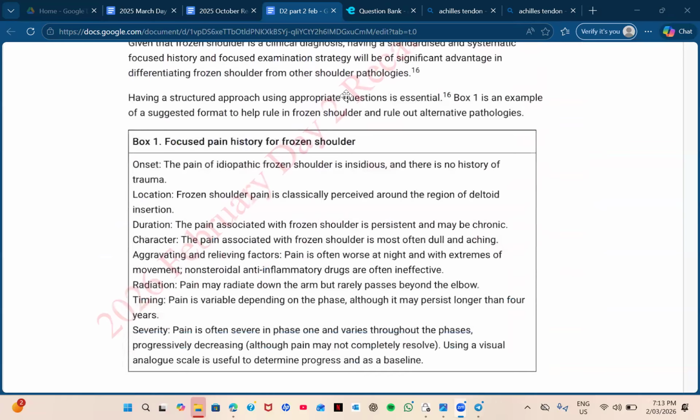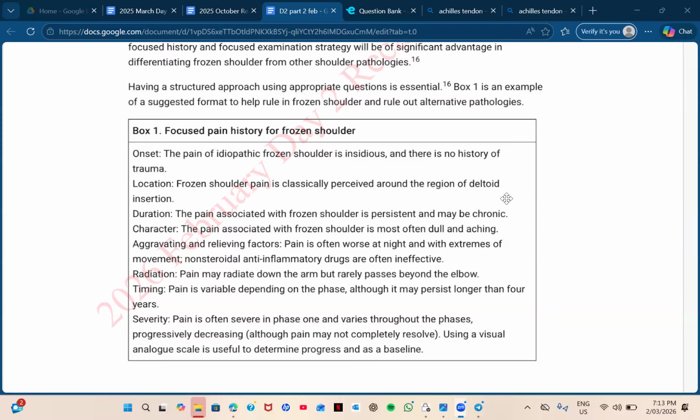So what is the history of this frozen shoulder pain? The onset is idiopathic, insidious, and there's no history of trauma. Location: frozen shoulder pain is classically perceived around the region of the deltoid insertion. Right, the deltoid muscle, especially the insertion area, can feel the pain. Duration: the pain associated with frozen shoulder is persistent and may be chronic. Character: the pain is more often dull and aching.